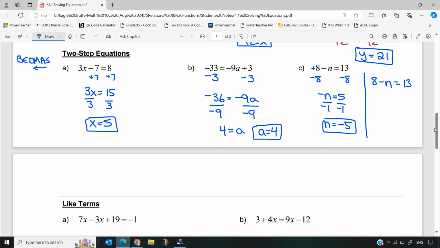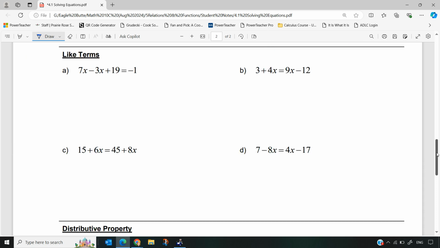So another option for this equation is to add n to both sides, which would then give me 8 equals 13 plus n. And then I want the n by itself, so I would subtract 13 from both sides. 8 minus 13 is negative 5 equals n. Notice that the operations are different, but I'm still getting the same answer because I'm still following the rules of order of operations.